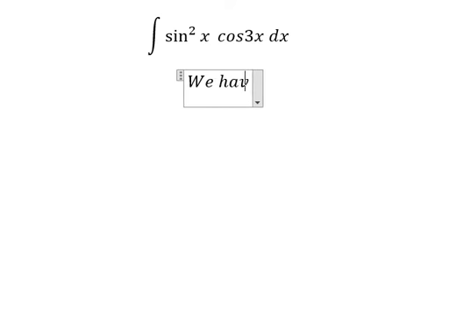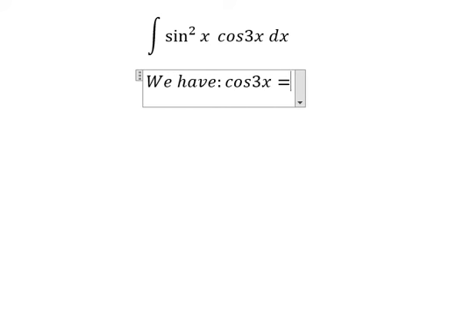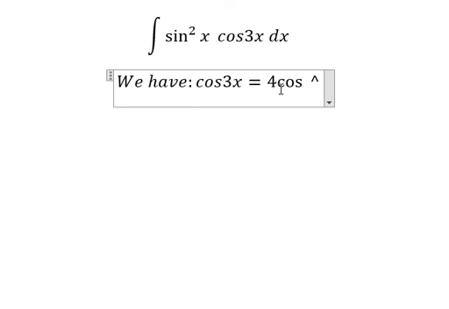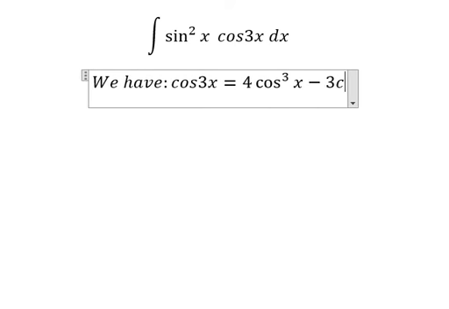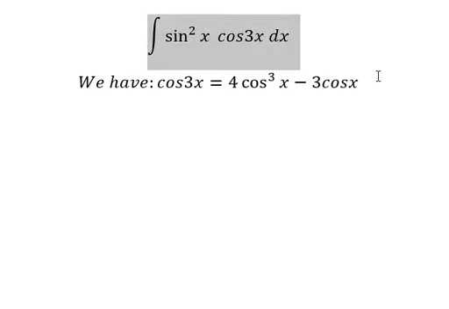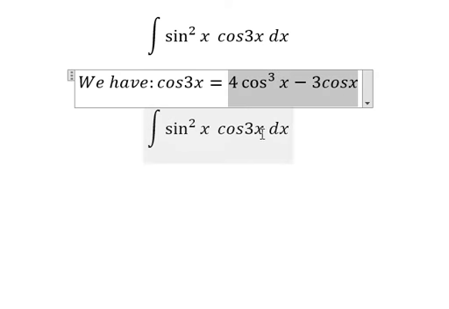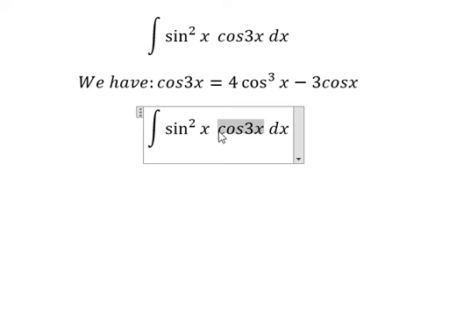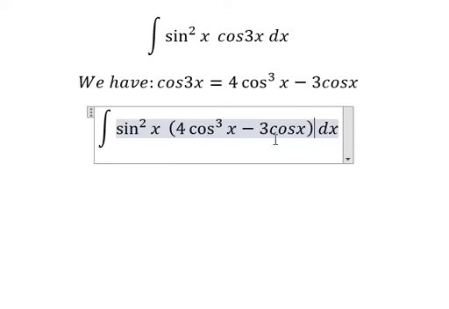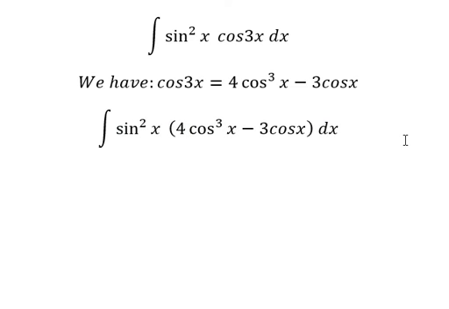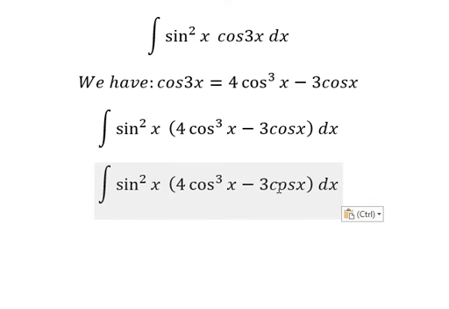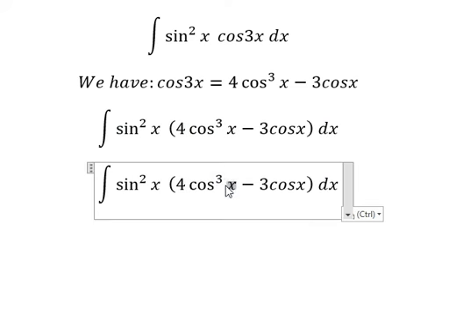We have the formula in here, cos3x, that is about 4 cosine x to the power of 3 minus 3 cosine x. Now I will put this one go here. Cosine x, we can do about factorization.